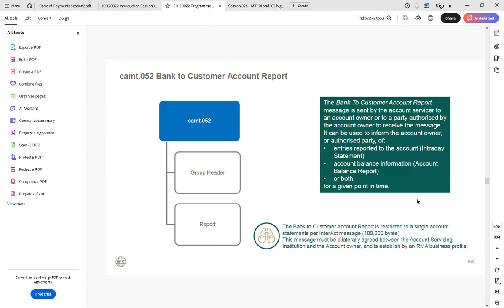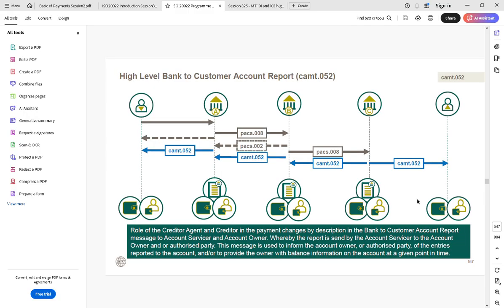The message must be bilaterally agreed between the account servicing institution and the account owner. There should be an agreement between them for sending the payment, then only it will be sent. Okay, and established by RMA business profile. So till now it is clear. It is between two parties to send the message. It contains intraday report and balance report both. Okay, the same thing is mentioned in that. And this is the customer account report. Bank to customer account report. The bank is sending the customer account report.